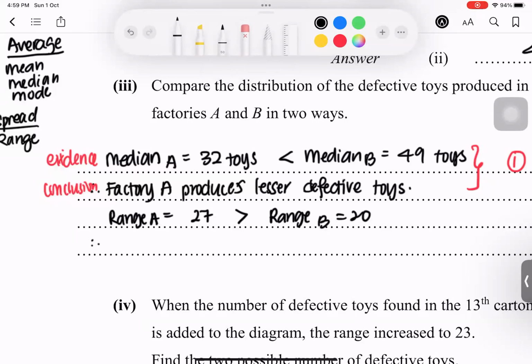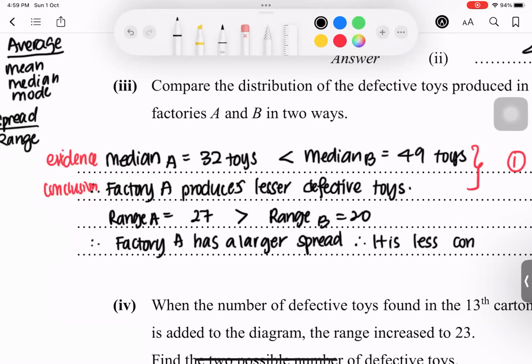So I'll say factory A has a larger spread of the data, larger spread, and therefore it is less consistent. Okay, compared to factory B. So in this case, less consistent, actually quite good, because it's less consistent in producing defective toys. So nothing wrong with that, all right?